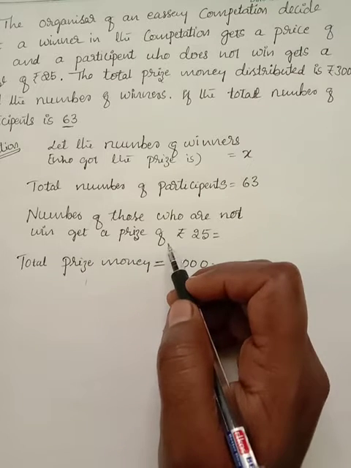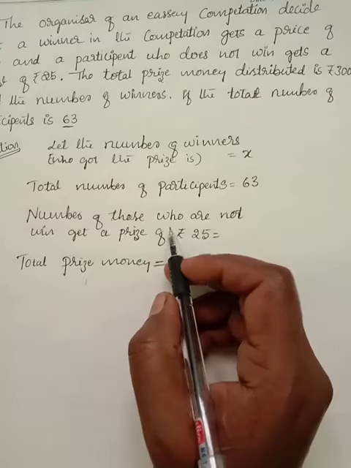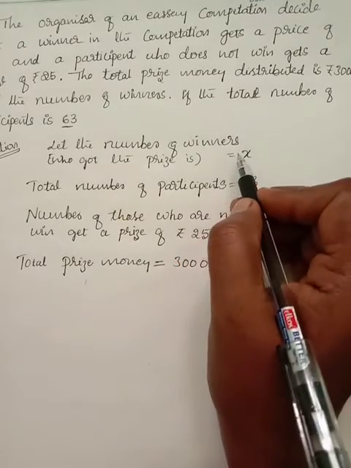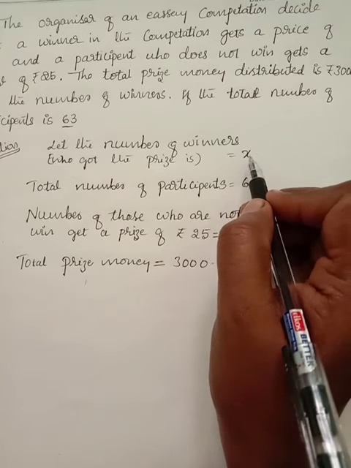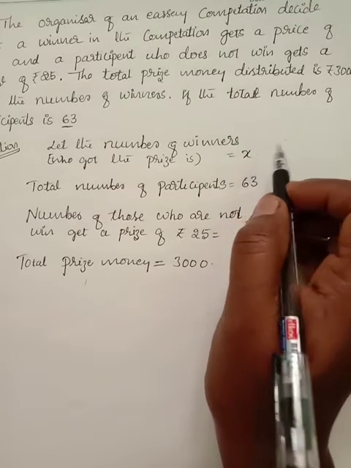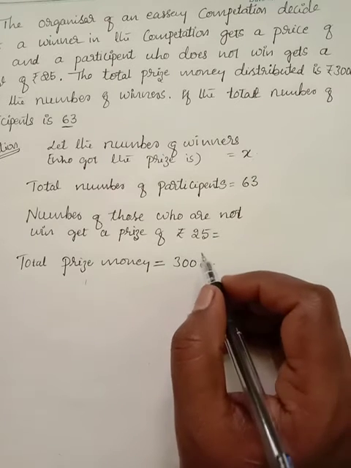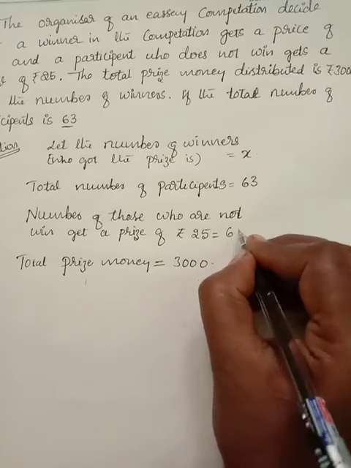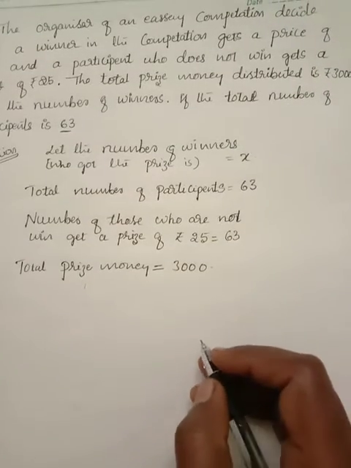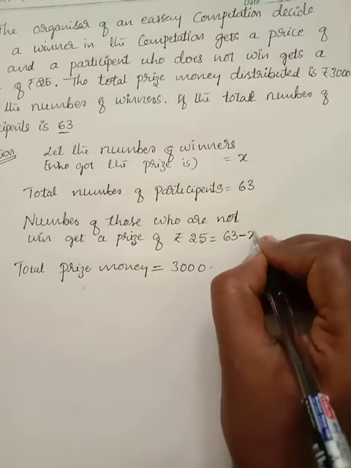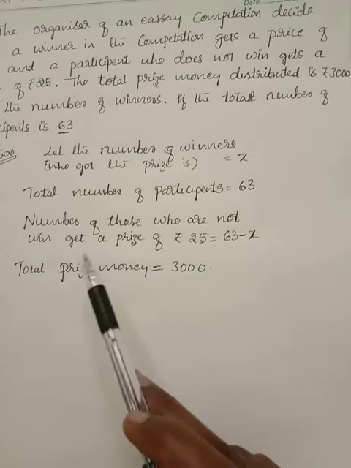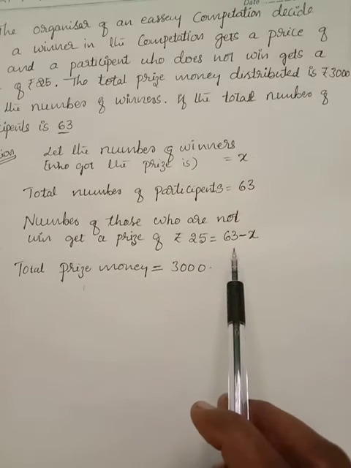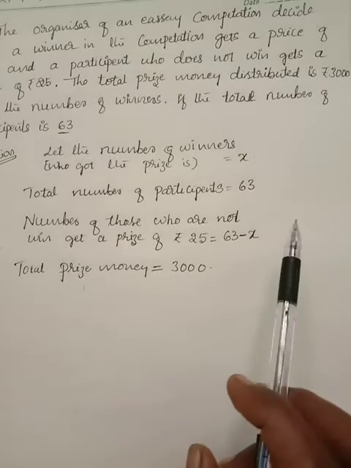Those who did not win have also got a prize. So how many members are there? Look, total 63 participants, and winners we already wrote that is x. So the number of those who did not win but get a prize is, yes, the total number of participants 63, minus the number of winners x. So we get the number of students who did not win but get a prize of rupees 25 is 63 minus x.